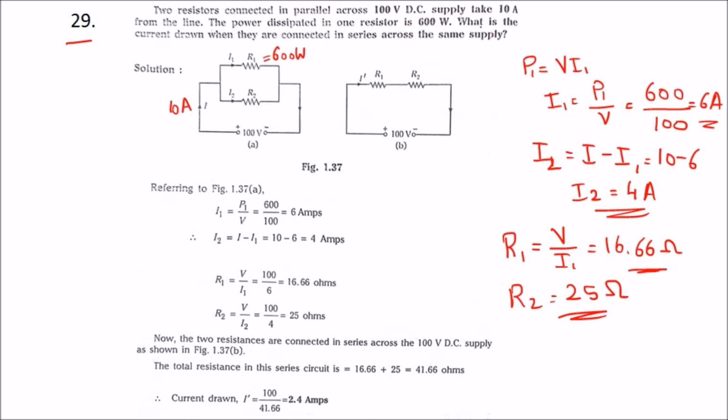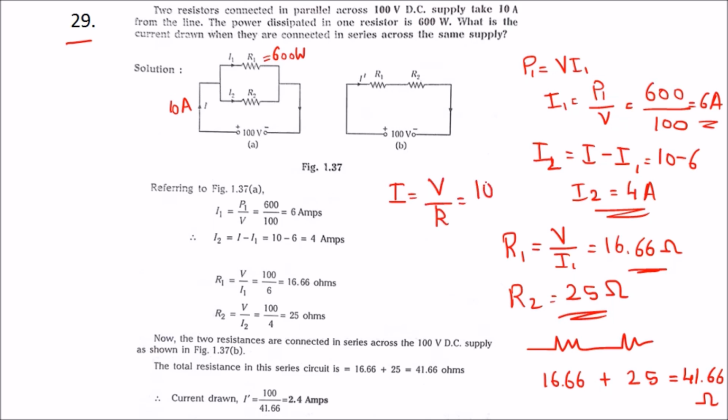What they are asking is, what is the current drawn when these two resistors are connected in series? If R1 and R2 are connected in series, we have to add: 16.66 plus 25 is 41.66 ohms. So we got the total resistance. The current formula is I is equal to V by R. We know V is 100, so 100 by 41.66. Therefore I will be 2.4 amps. This is what they are asking.